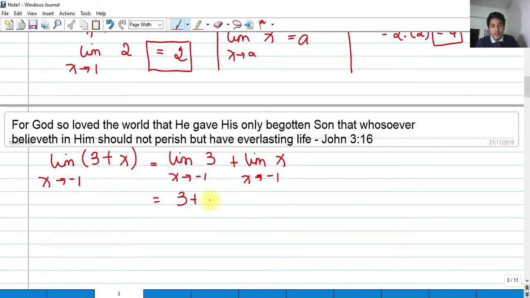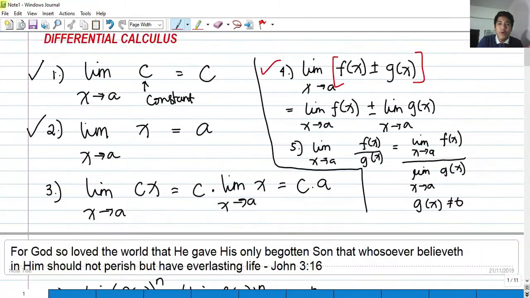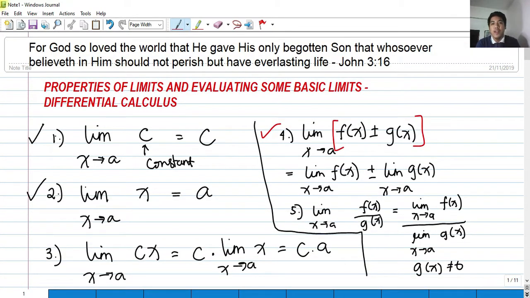So the limit of this, don't forget the plus. We have the plus here. As x approaches negative 1 should be negative 1. So if we evaluate this, this should be 3 minus 1. The limit that we are trying to find is equal only to 2. Same for subtraction. We only subtract the two limits.